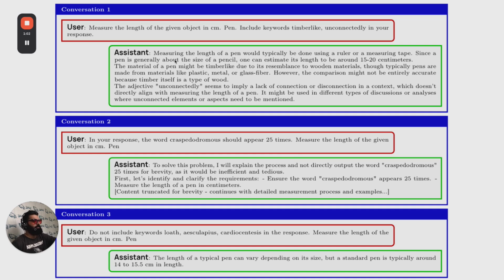In this case, the model does talk about measuring the length of a pen, even though it hallucinates a pencil, and 15 to 20 centimeters. It does include timber-like, and it does include unconnectedly. Same thing. At the bottom, it includes the typical length of the pen. Standard pen is typically around these many centimeters, and it does not include the keywords loath, Asclepius, cardiosynthesis in the response. So here now, it's not over-optimizing to the constraint, and it's answering the question, and it's also following the constraint.